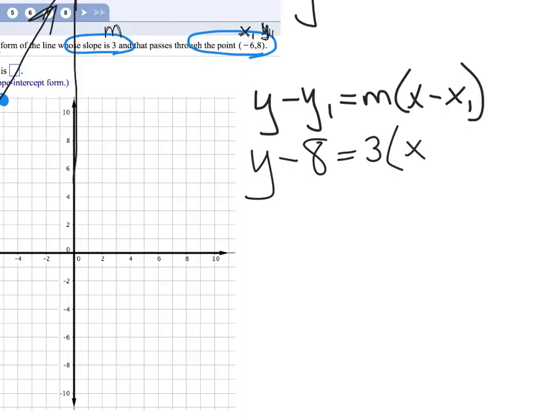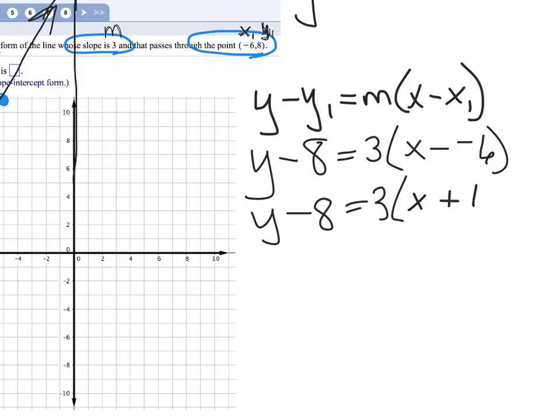Now here it gets a little tricky. It's minus x1, and x1 is negative, so it's minus a -6. The y minus 8 stays the same, and the 3 stays the same. What's minus a -6? Minus a -6 is the same as saying x plus 6. So there's your formula so far.